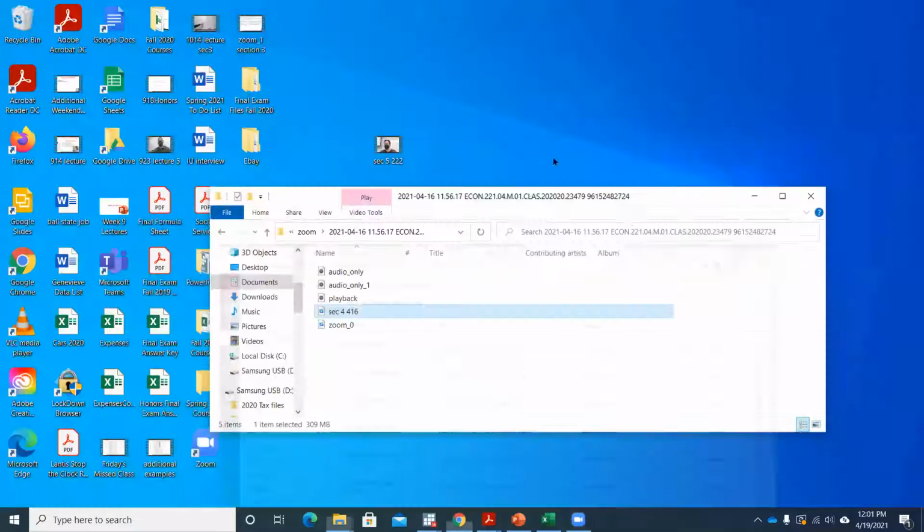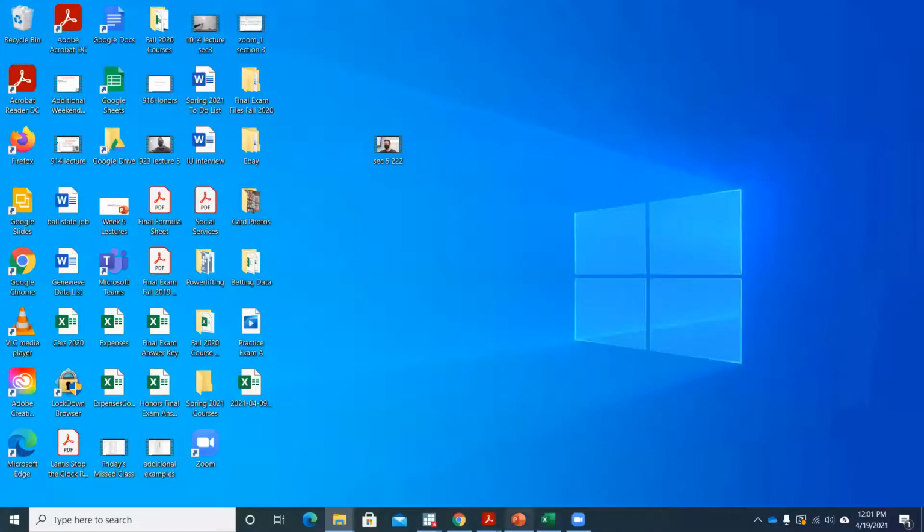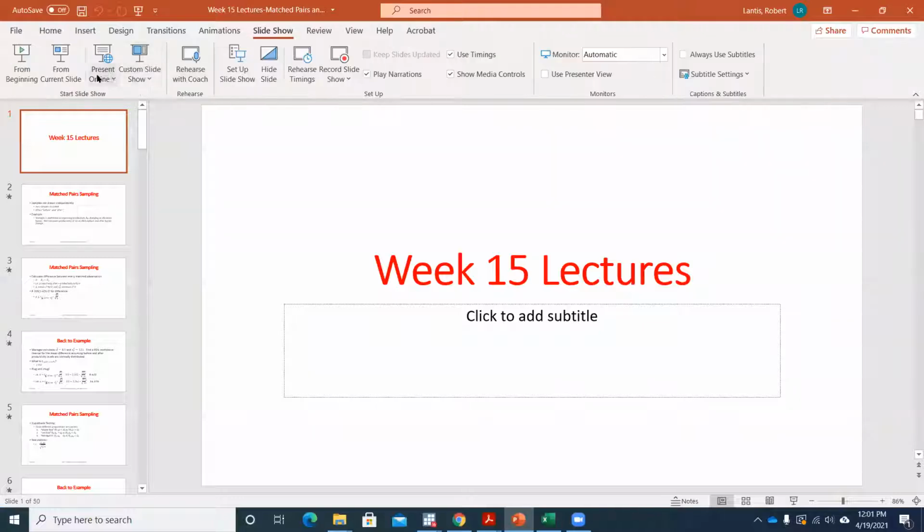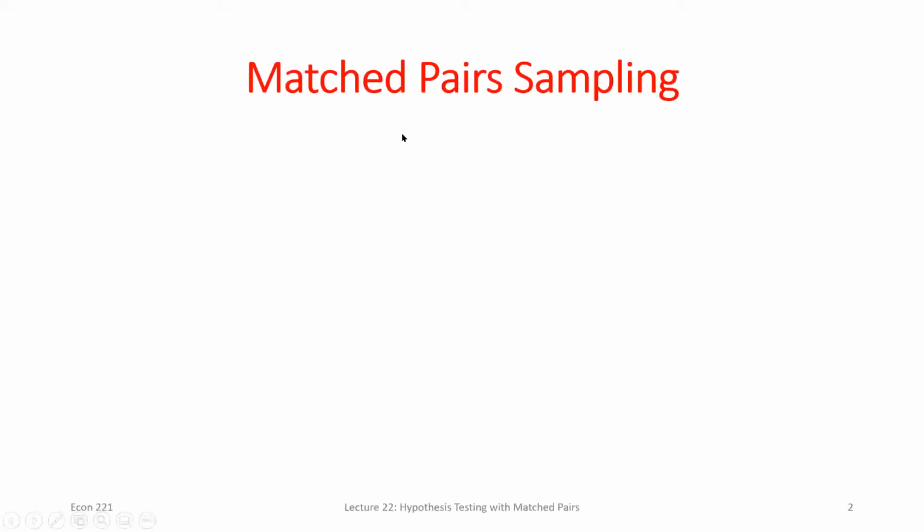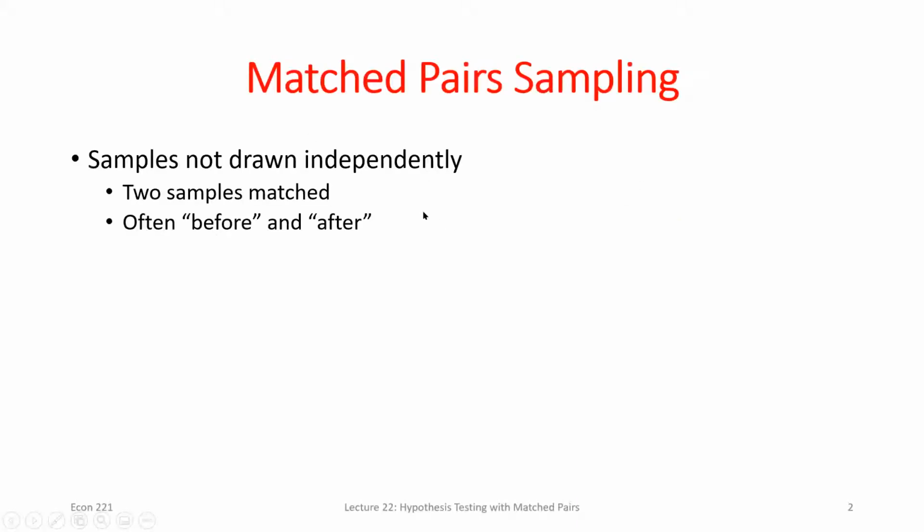So let's get the slides pulled up here. So we'll work through some examples of this, and then we'll kind of transition to a little bit of Excel work today as well.